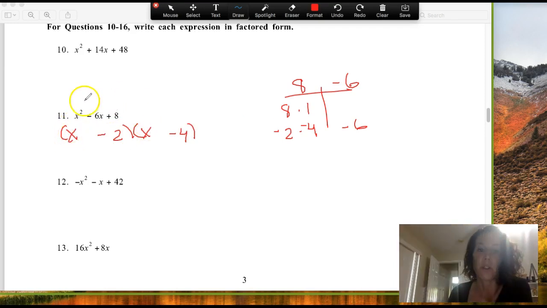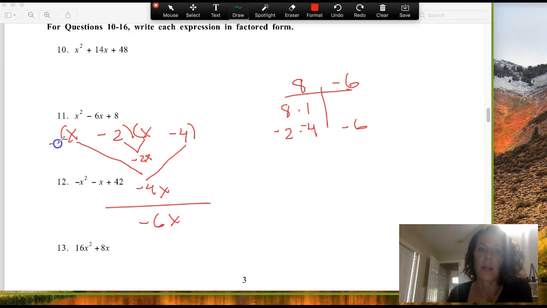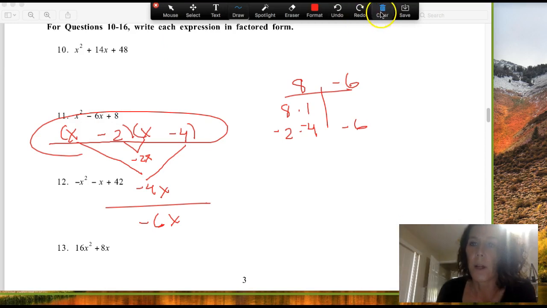FOIL is the first terms, ding. Then you do the outer terms and the inner terms. And then the last terms, ding. Let's check the outer and the inner terms. So my inner terms are -2x. My outer terms are -4x. Do they add up to give me -6x? They do. And now I know I factored it correctly. Okay, let's go on to number 12.